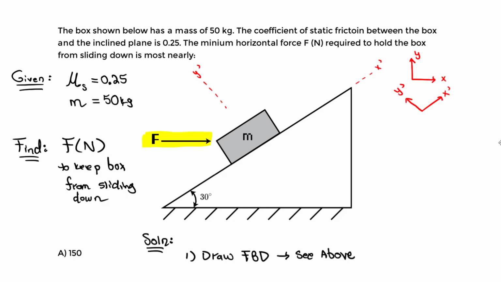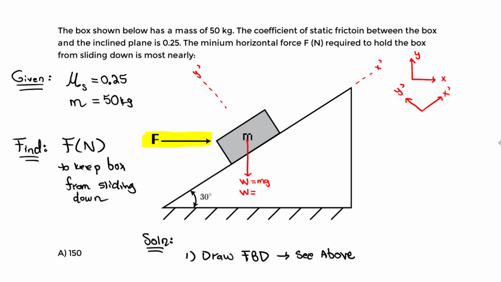So this is the new axis we're going to use. Now let's draw the free body diagram. We know this box has a mass, therefore it will have a weight. Let's denote that first. The weight acts at the centroid. We're going to call this W of the box. And we know the equation for weight: weight equals mass times gravity, mg.